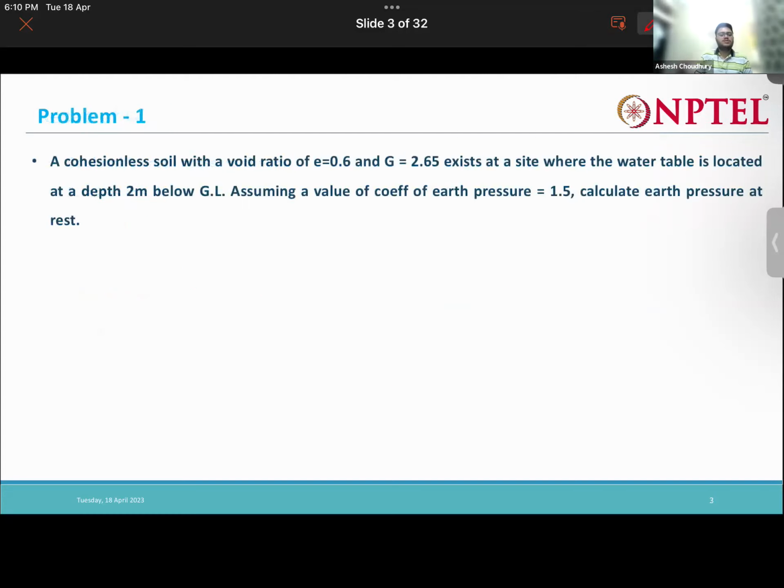Okay, so let us see our first problem. A cohesionless soil with a void ratio of 0.6 and G equal to 2.65 exists at a site where the water table is located at a depth of 2 meter below the ground level. Assume a value of coefficient of earth pressure equal to 1.5. Calculate the earth pressure thrust. This is very easy actually. So first see, the water table is located at a depth of 2 meter.